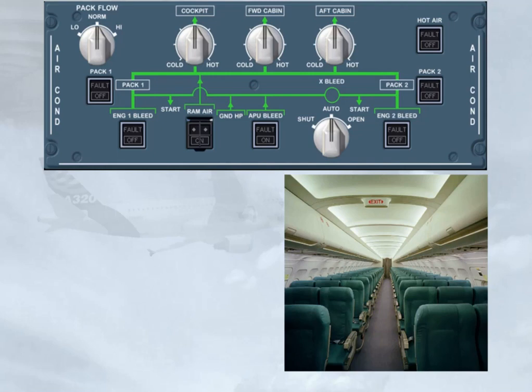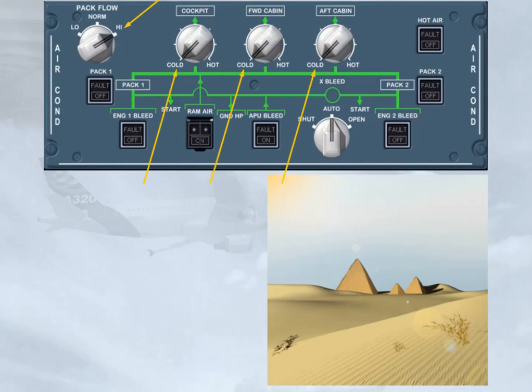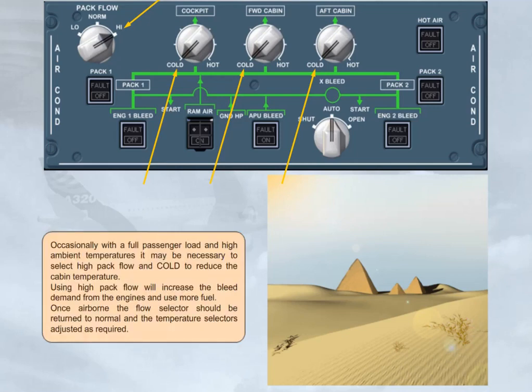In case of low passenger numbers, the pack flow selector can be set to low. This will reduce the engine bleed air consumption, and therefore save fuel. Occasionally, with a full passenger load and high ambient temperatures, it may be necessary to select high pack flow and cold to reduce the cabin temperature. Using high pack flow will increase the bleed demand from the engines and use more fuel. Once airborne, the flow selector should be returned to normal and the temperature selectors adjusted as required.